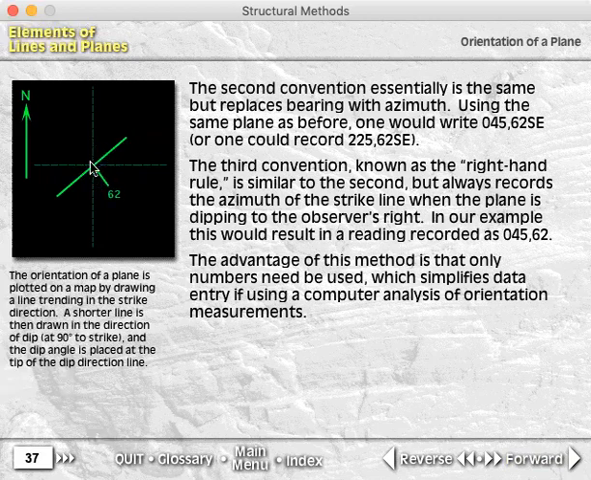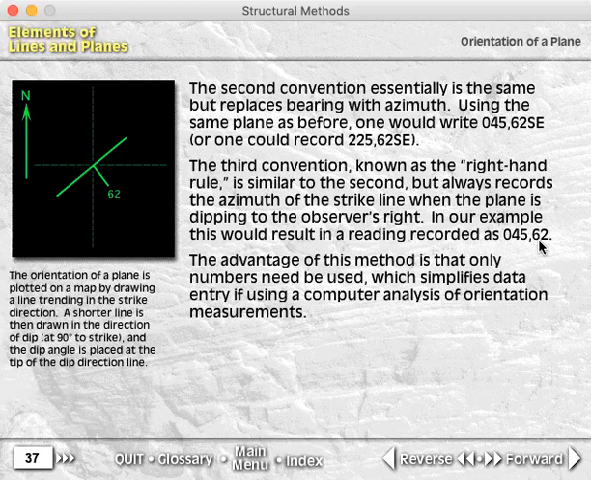If I turn myself around and look this way, the bed would be dipping toward my left hand. I'd have to flip myself around and look the other direction to report the strike. In this case, 045. Remember that we put the 0 in there so we can recognize that as a compass direction or a trend. And then the dip is 62 degrees. Once we have those two numbers, we can enter them into a computer program and do a lot of mapping. Makes life much simpler.